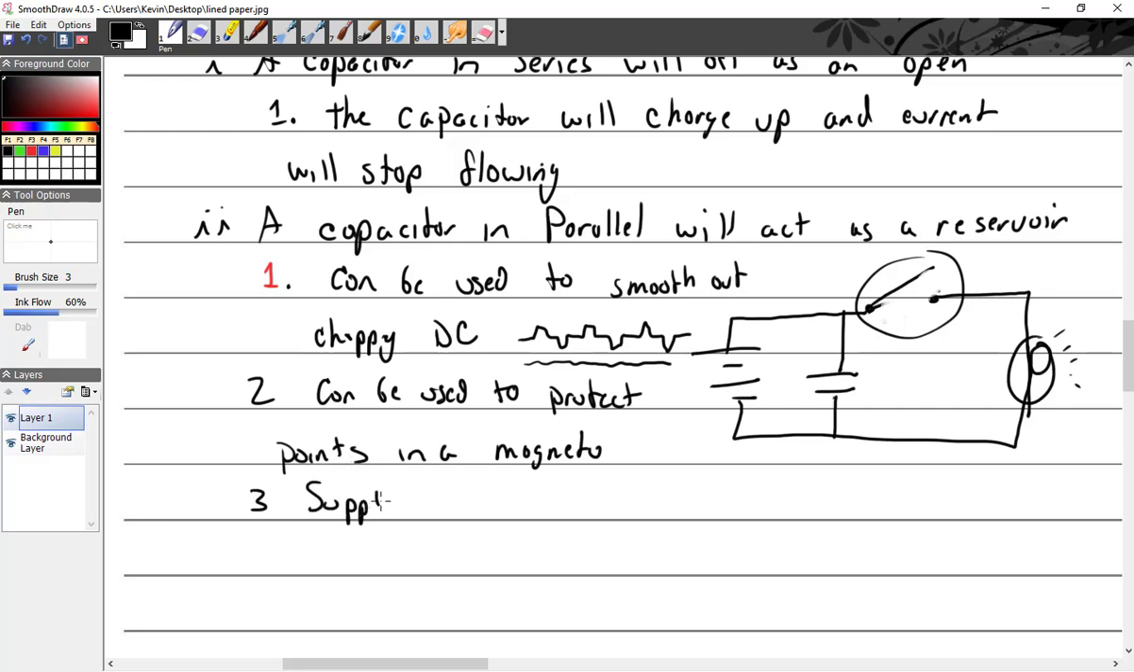Supply a current for a short time. How long? About 5 time constants.